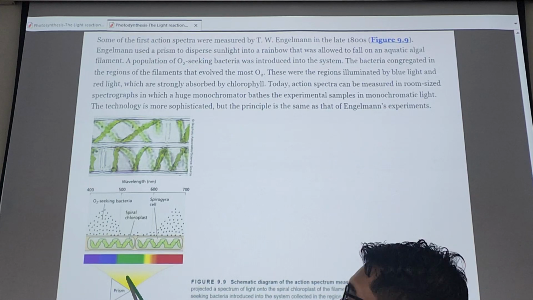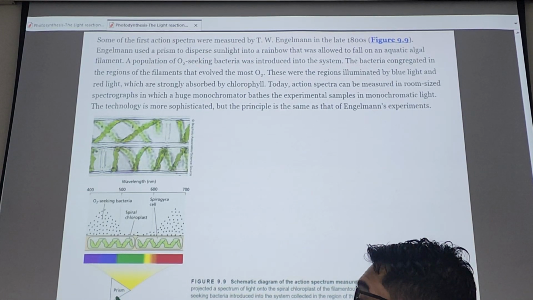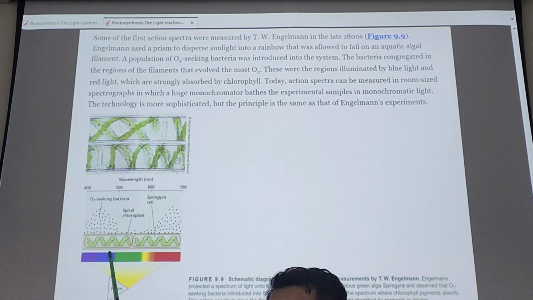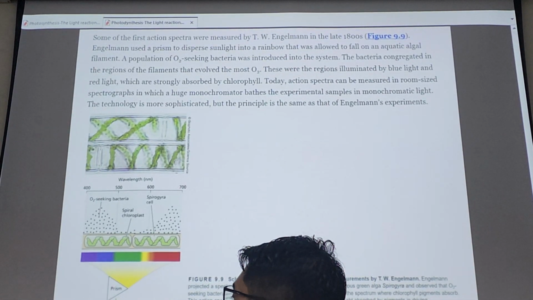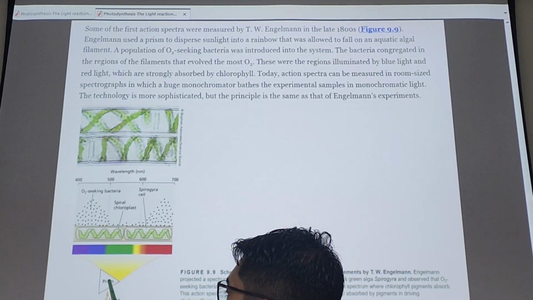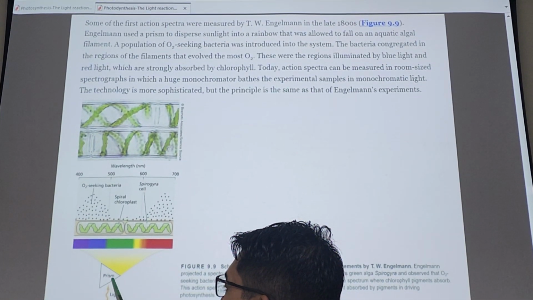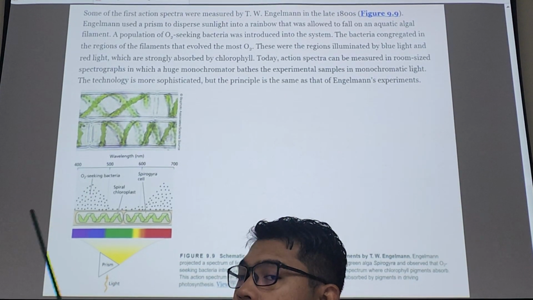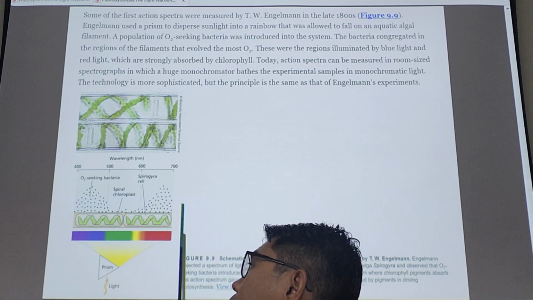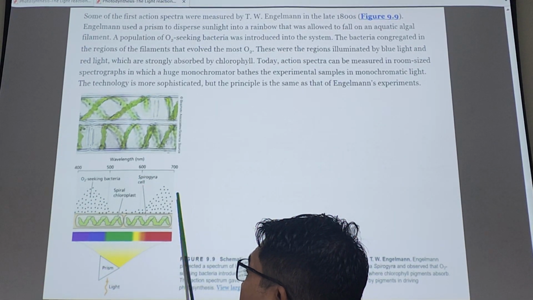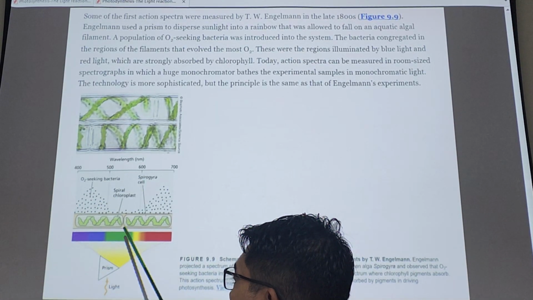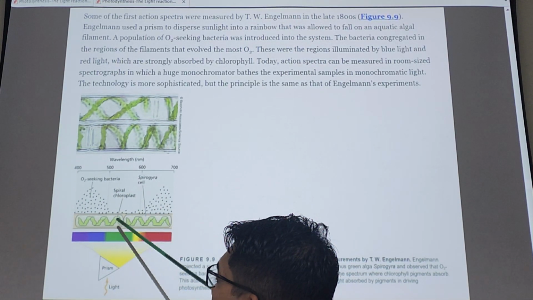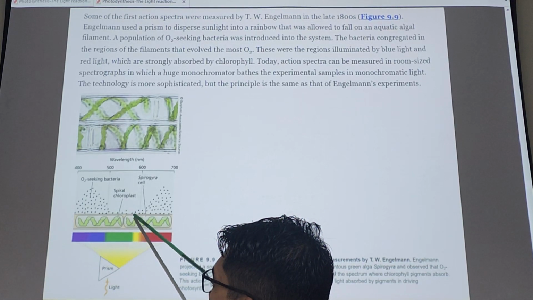Right in front of the light, he put a prism, and as we all know, prism separates the light into its constituent, especially the visible light. So incident light coming into the prism, then the light is scattered into the individual constituent. How many colors are there in a rainbow? 7.